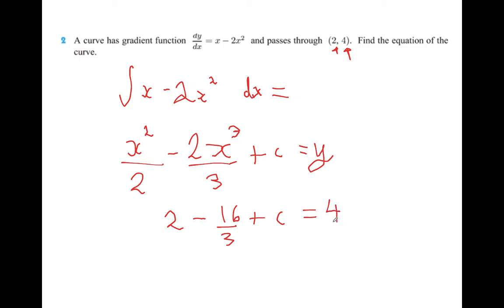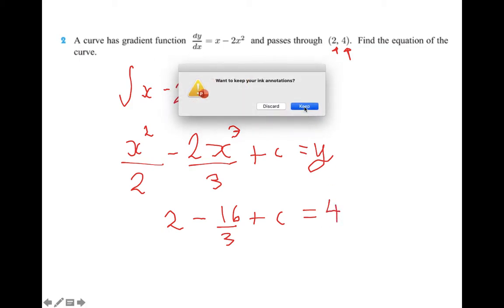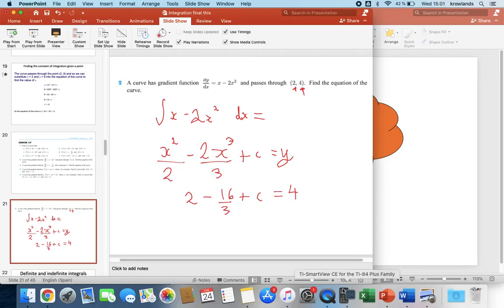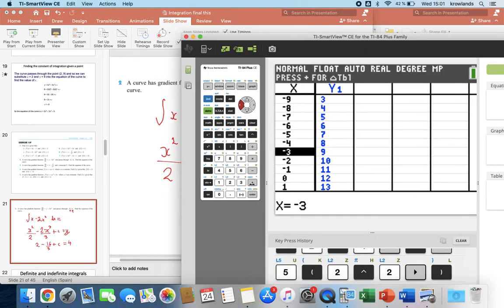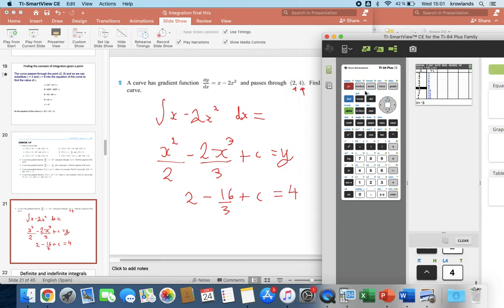At this point, you might want to use the calculator, and I'm going to show you why this might be a bit difficult to use the calculator. If we take the calculator and we put in this function into the y equals, we're going to press clear.